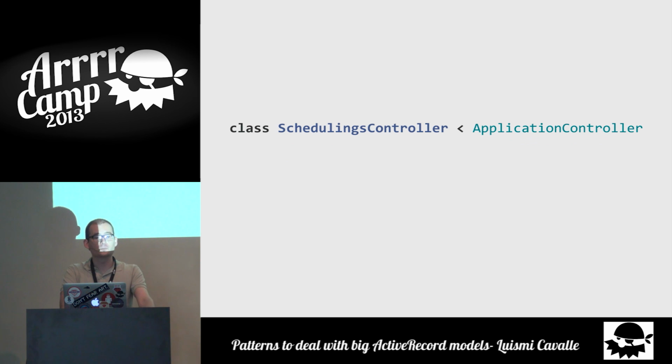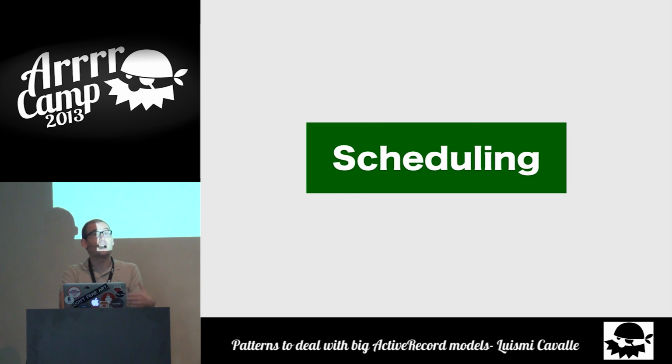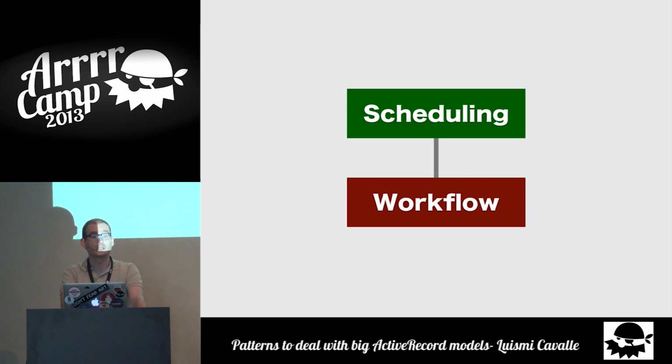And the third smell, finally, was that in this project, there was not only a schedulings controller to handle the requests related to schedulings, but also there was a workflows controller for the requests about that particular part of schedulings. So it became apparent to us that there was an implicit domain concept here, the workflow. You know, any scheduling in our domain could have one workflow associated to it.